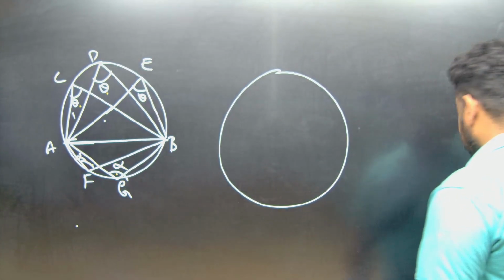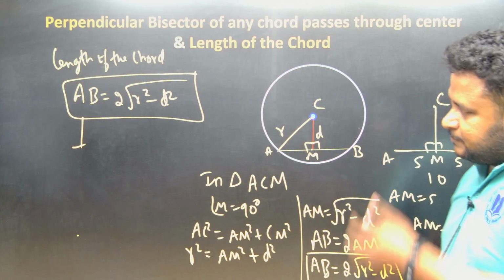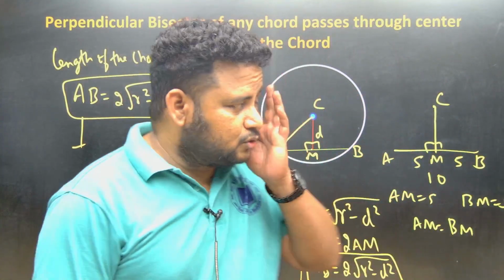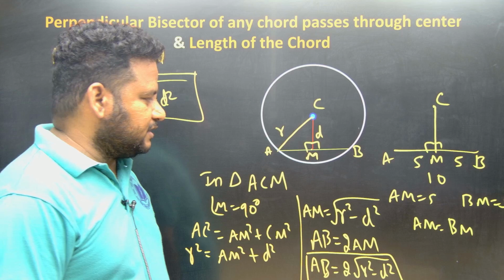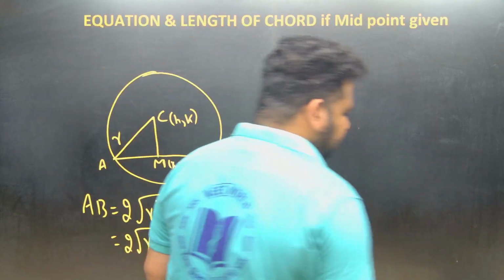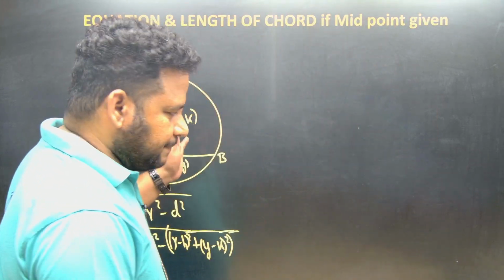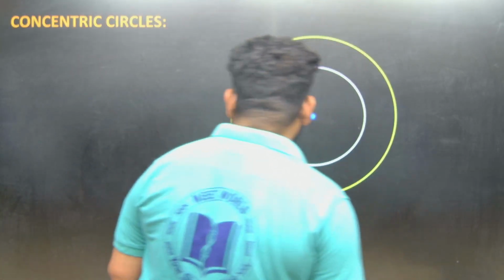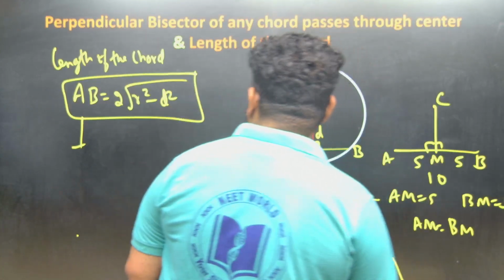These concepts we learned, and later we learned the length of the chord. How to find the length of the chord? Length of the chord is 2 times the square root of r² − d². And also if you draw a perpendicular from the center, a perpendicular from the center will always bisect the chord, that is what I told you.